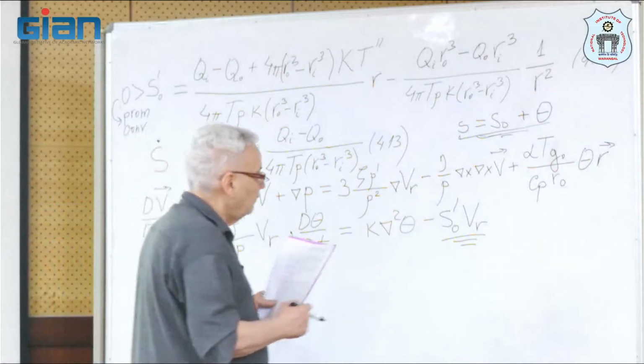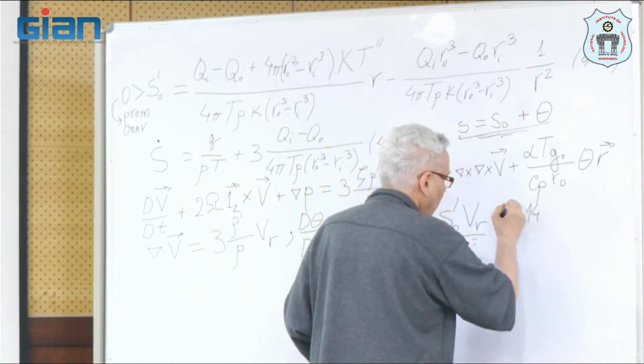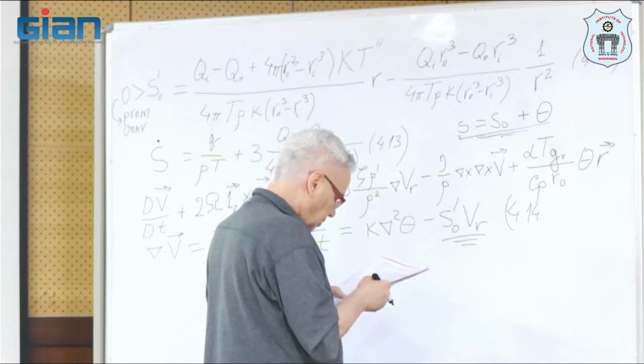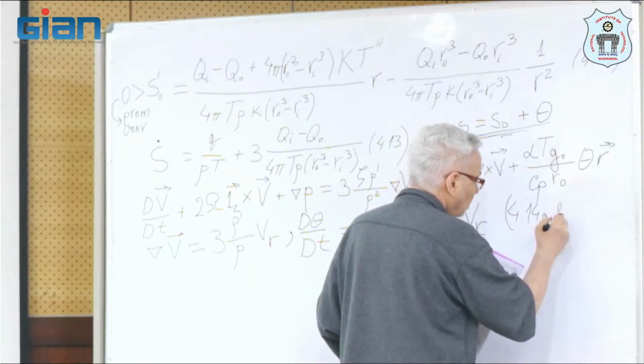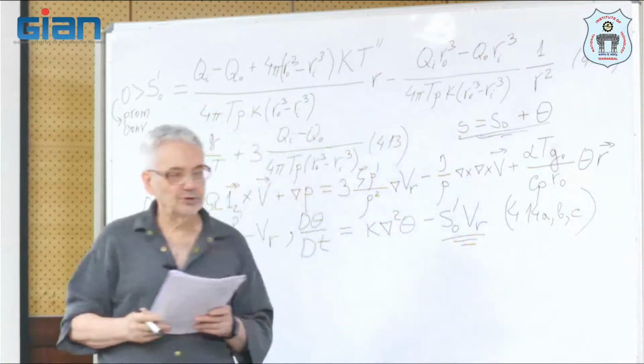So eventually we have 414, and there is A, B, and C. I just separate them with a comma.